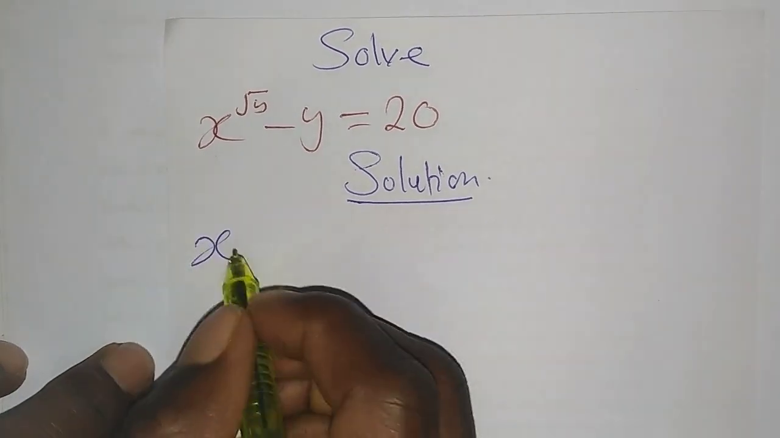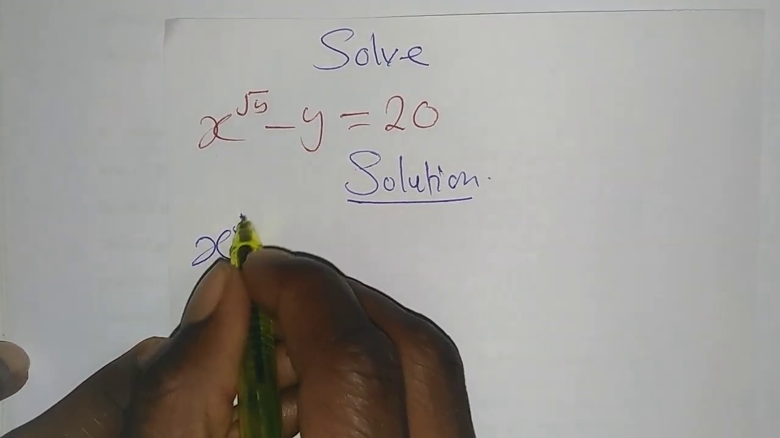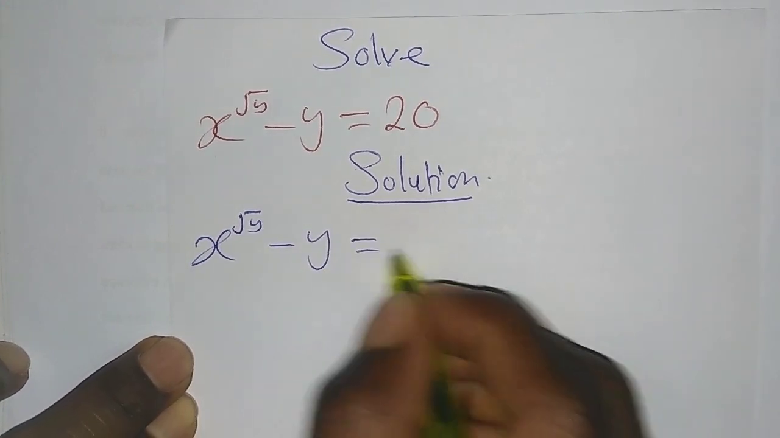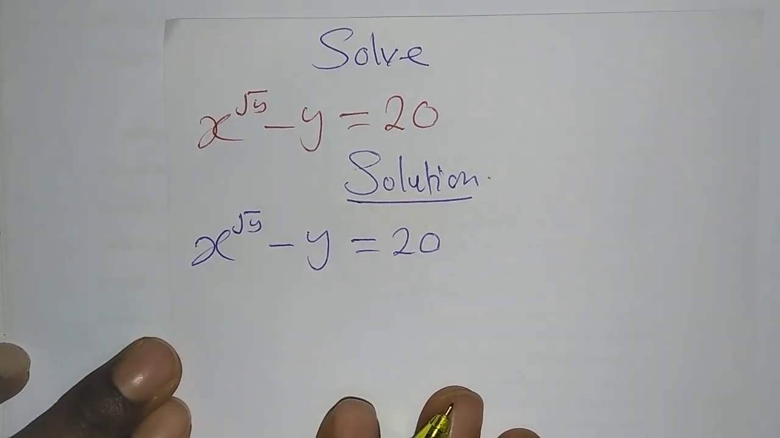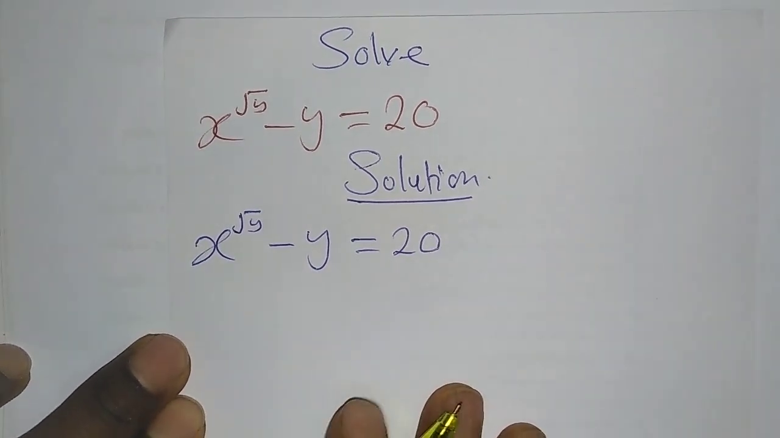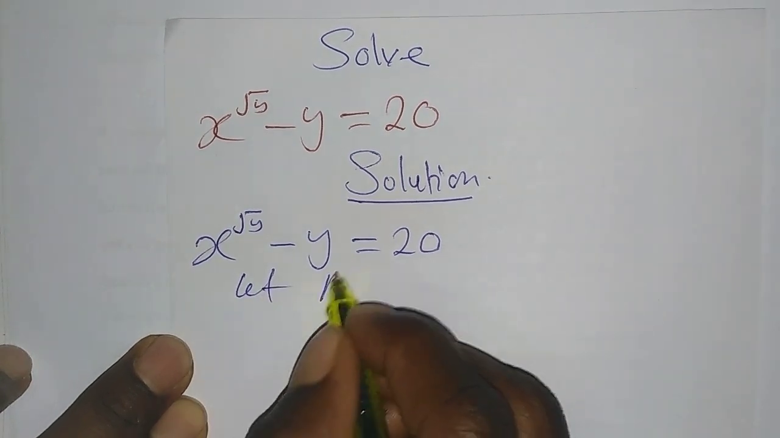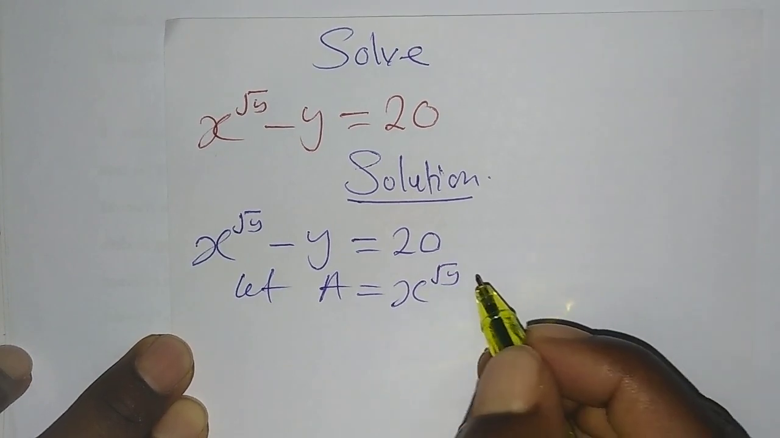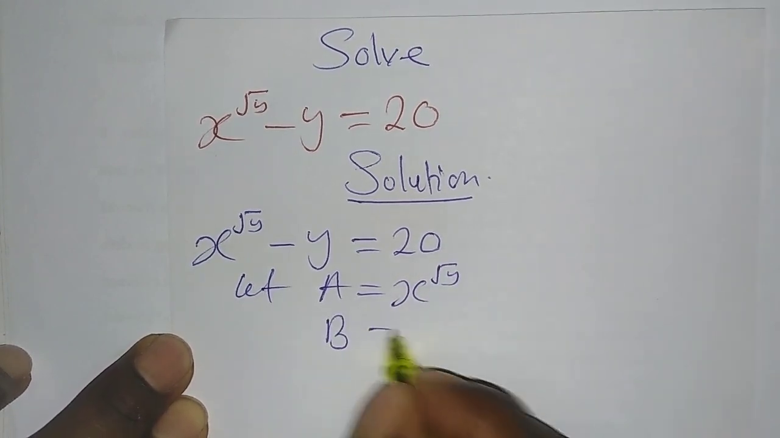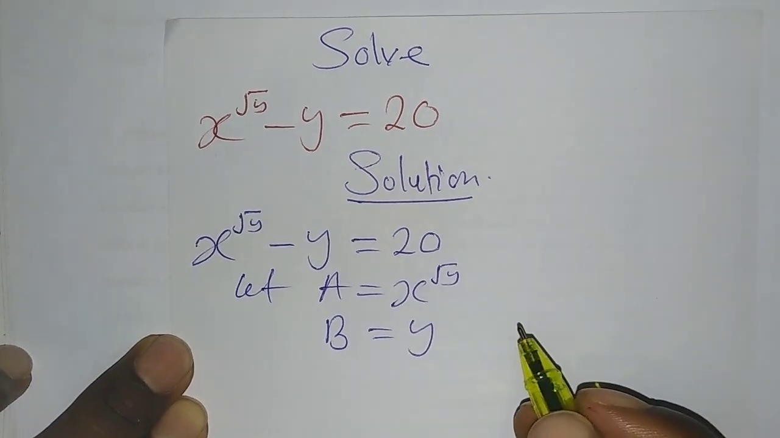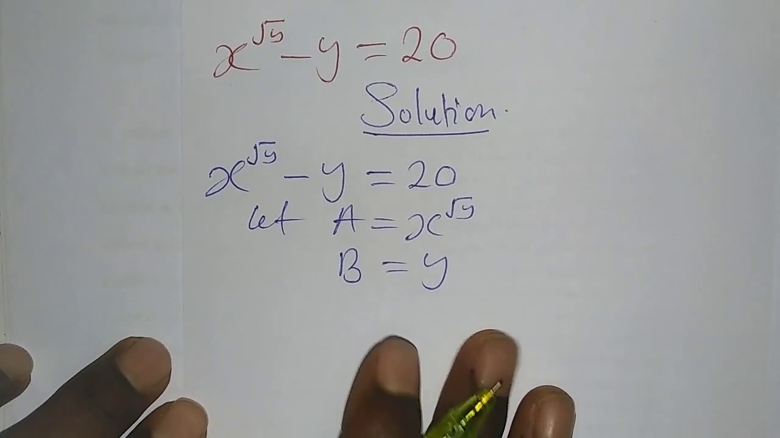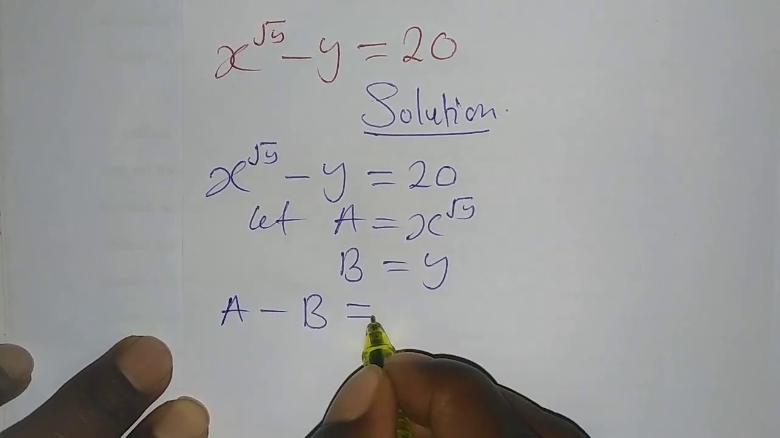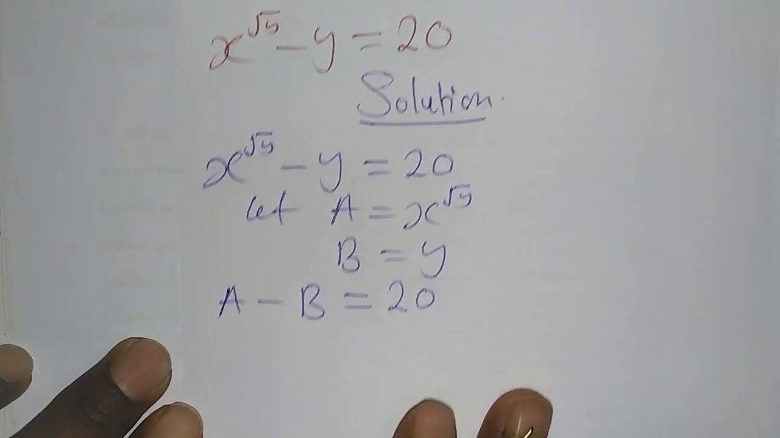So we have x to the power of root y minus y equal to 20. Now, to make everything easier, we can let a be equal to x to the power of root y and b be equal to y. Then our equation becomes a minus b equal to 20.